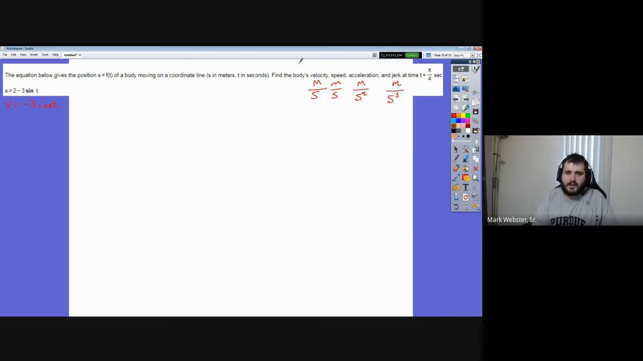Now, we did velocity, and speed's going to come from that too, so we don't have to do it twice. We're going to do acceleration now, which is the derivative of velocity. What's the derivative of cosine? Negative sine, right? So -3 sine of t. And then finally, jerk, which is the derivative of the acceleration. What's the derivative of sine? It's cosine. So now we have our functions.